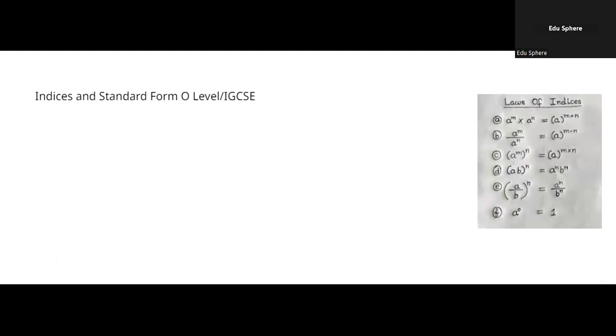The first law says if the same bases are multiplied, the powers are added. Let's take an example. If we have a number 5 with power 7, multiplied with the same number 5 with power 6, we will simply write the number 5 once and add the powers, 7 plus 6. So the answer will be 5 power 13. This is the answer for the first example I just have taken.